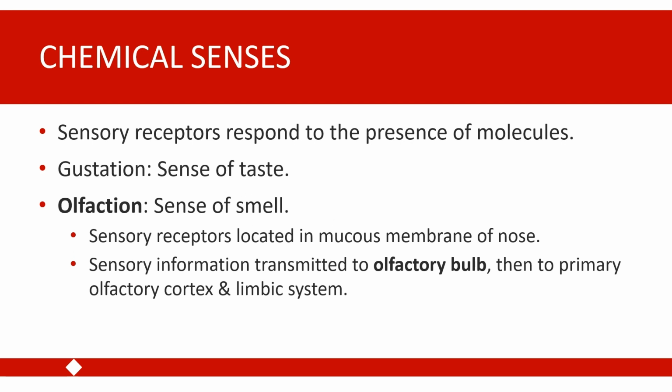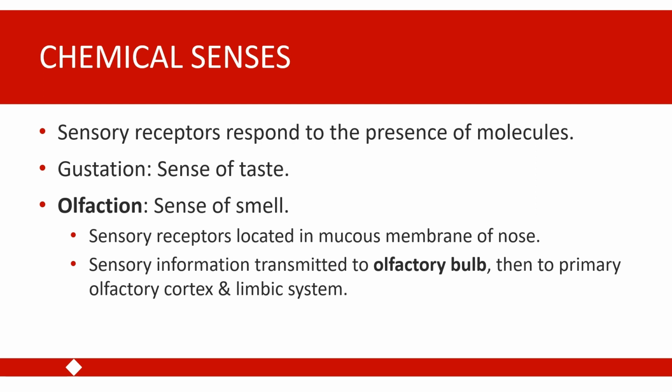Closely related to our gustatory sense is our sense of olfaction, or our sense of smell. The sensory receptors for our sense of olfaction are located in the mucous membranes of the nose. And an interesting thing about our sense of olfaction is this is the only sense where this incoming sensory information does not go through the thalamus before it is relayed to other regions of the brain.